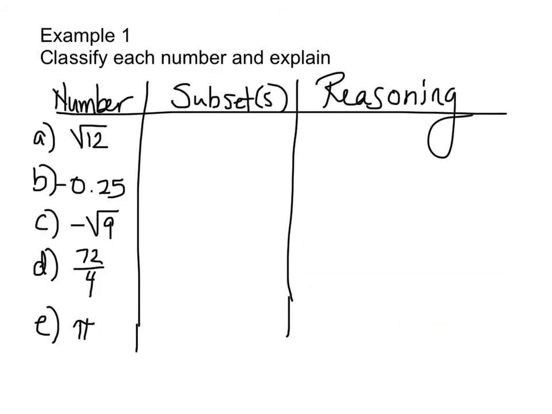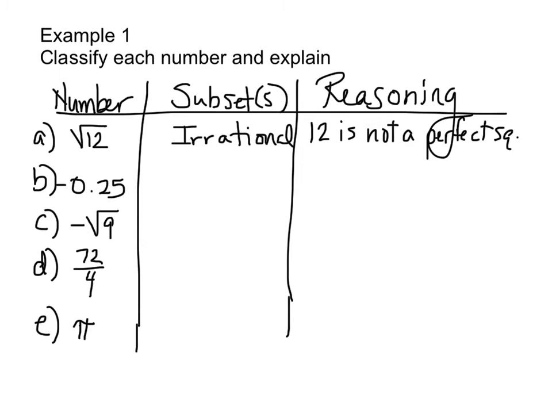In example 1, I've made a chart to classify each number. And then we're going to explain. So we're going to classify it by telling whether it is natural, whole number, integer, rational, or irrational. And then we're going to have reasoning. So let's look at the square root of 12. Is the square root of 12 irrational or rational? It's going to be irrational. Why? Because 12 is not a perfect square.